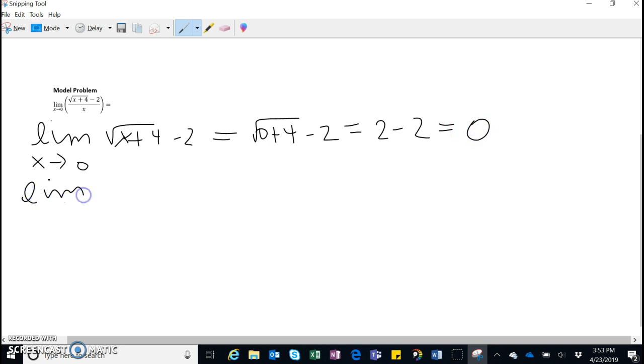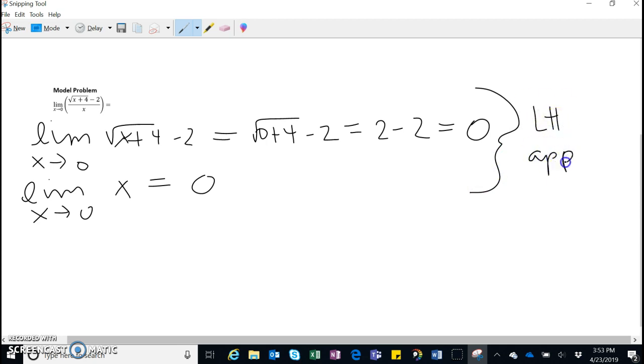And I want to show the limit as x approaches 0 of the bottom, which is just an x, direct substitution, I get 0. So since my numerator and denominator have limits approaching 0, I can say L'Hopital applies and get right to the conclusion of L'Hopital. By L'Hopital, I can record this as a new limit of the ratio of the derivatives of those two functions that I see on the top and the bottom.